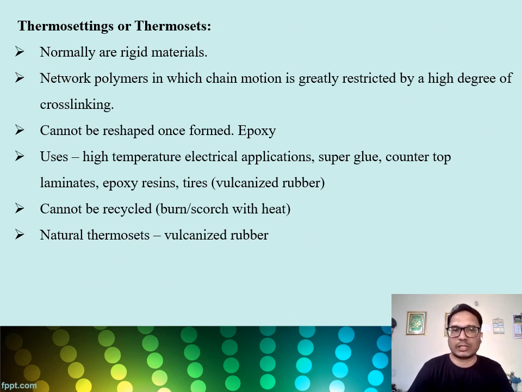Thermosettings, or thermosets. These thermosettings are normally rigid materials and they are formed by a network polymerization process in which chain motion is greatly restricted by a high degree of cross-linking. These thermosets cannot be reshaped once they are formed. Examples are epoxy resins or epoxy polymers. These thermosettings are used in high temperature electrical applications, superglue, countertop laminates, epoxy resins, tires, etc.